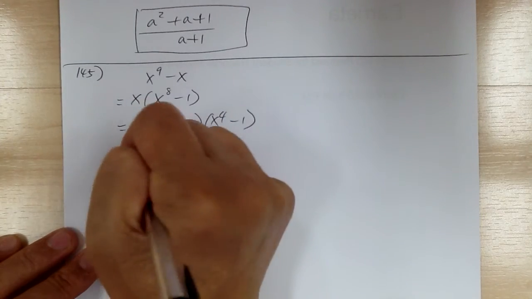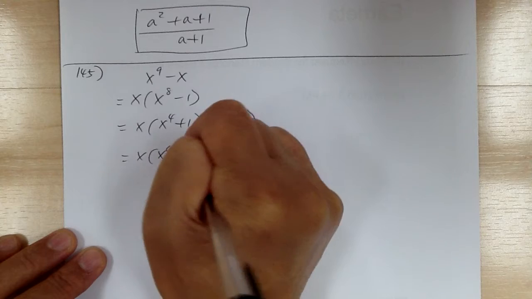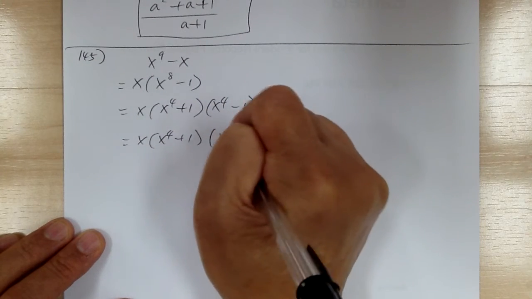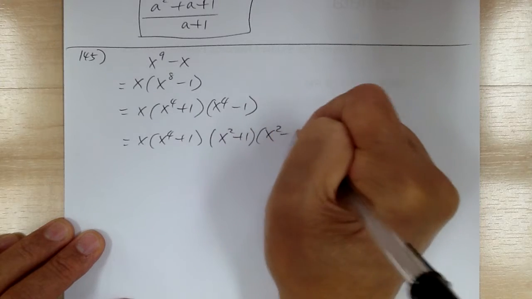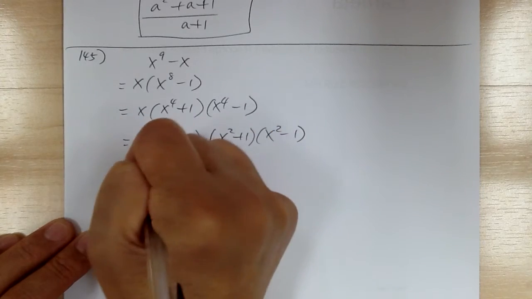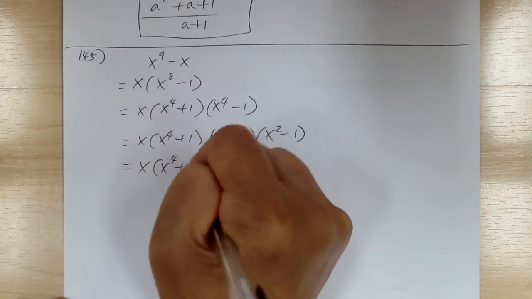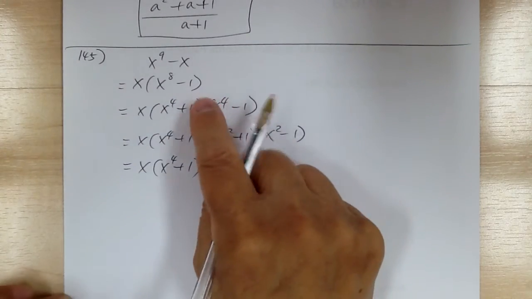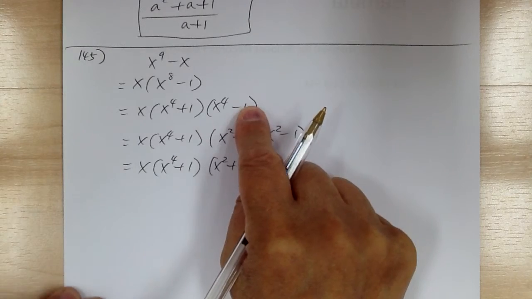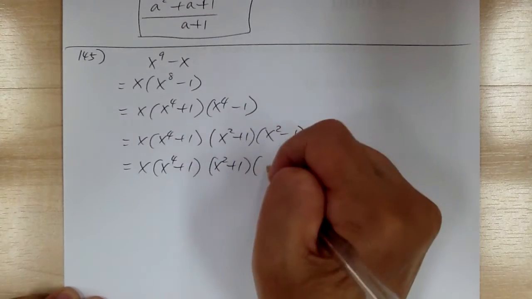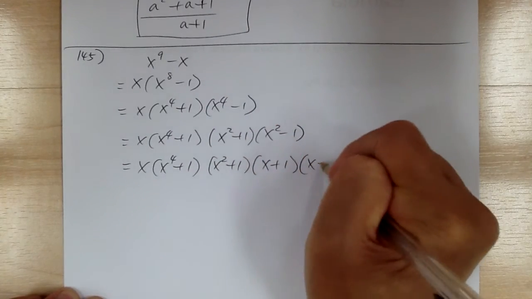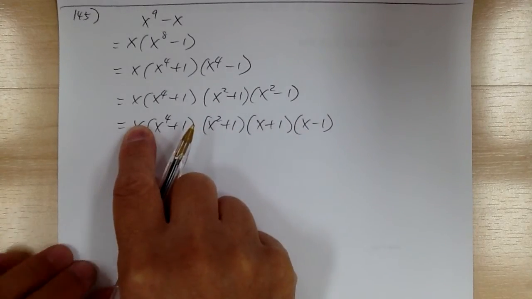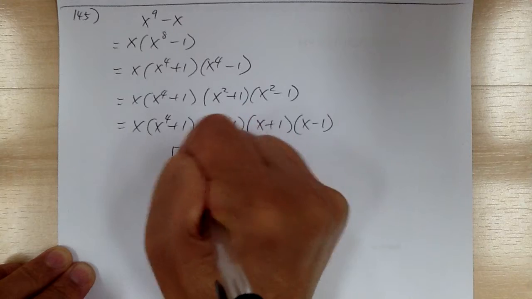And you just keep going, so you're going to get x to the 4 plus 1. This one again factors into conjugates. So it would be x squared plus 1, x squared minus 1. Keep going. Again, this is the reason I like to do the plus then minus. That way I can round everything up. So I get x plus 1, x minus 1. So you're going to get 1, 2, 3, 4, 5. You're going to get 5 factors.